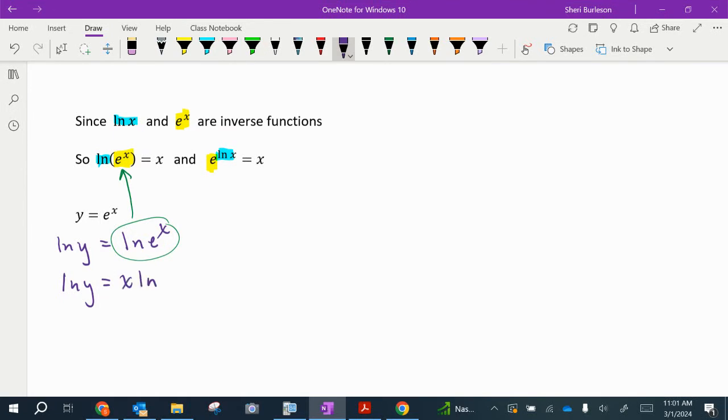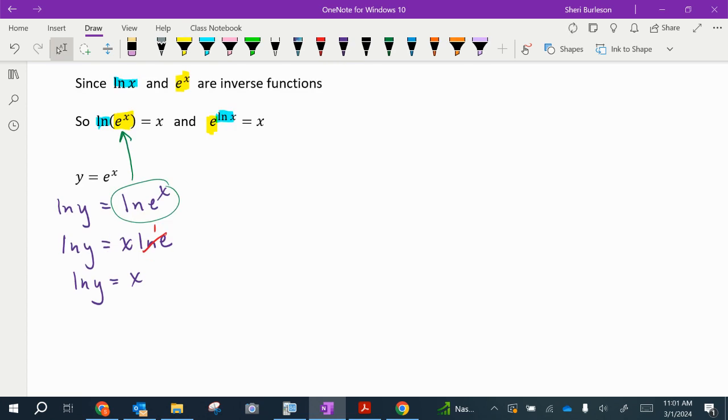So the exponent comes out front, and the natural log of e is just, this is asking what exponent do I need to raise e to get e? Well, this is just 1. So what I see here is that the natural log of y equals x. So now I'm going to take derivatives. So the derivative of the natural log of y is the derivative of y divided by y. 1 over y is my derivative of natural log, and then chain rule gets me the derivative of y, and the derivative of x is 1.